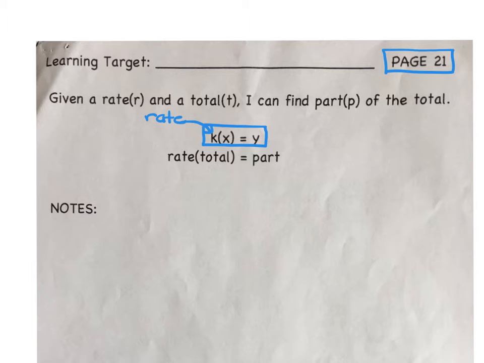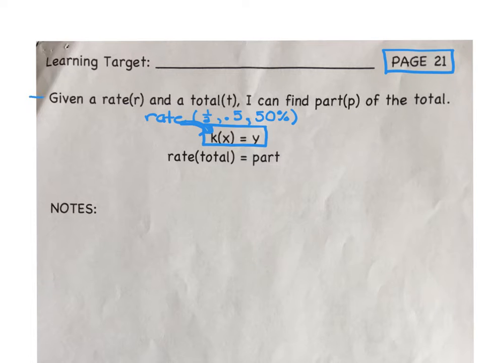Now, a rate can be given in several different forms. A rate can be given as a fraction, such as 1/2, as a decimal, such as 0.5, or as a percent, such as 50%. So a rate can take on many different forms.